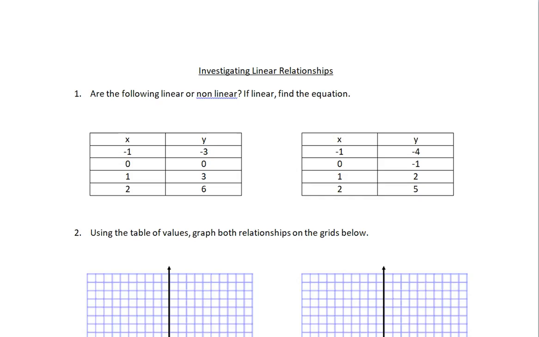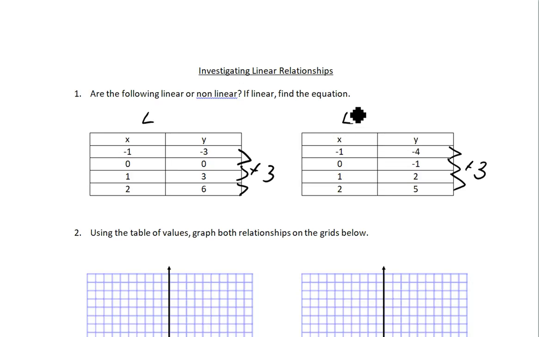2, what are the y's going up or down by? So when we look at this table here, all of the y's are going up by 3 every time. And if we look at this table, all of the y's are also going up by 3. So because they're all going up by the same thing every time, we would say that they are both linear.